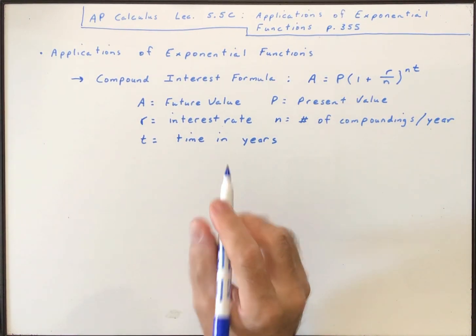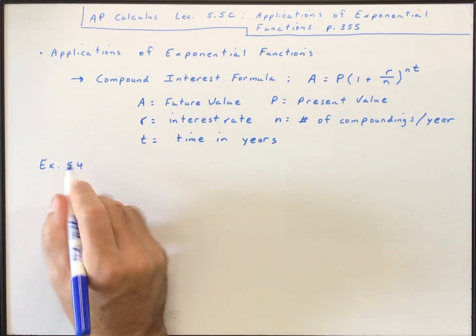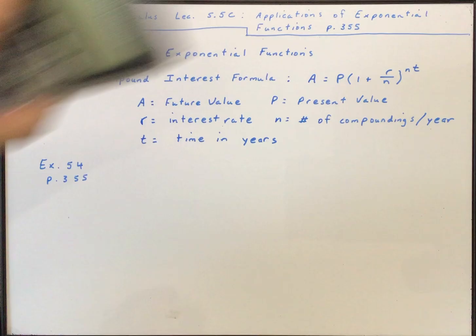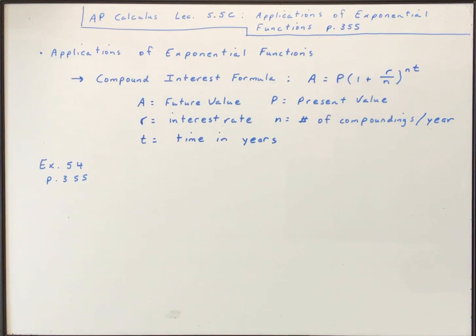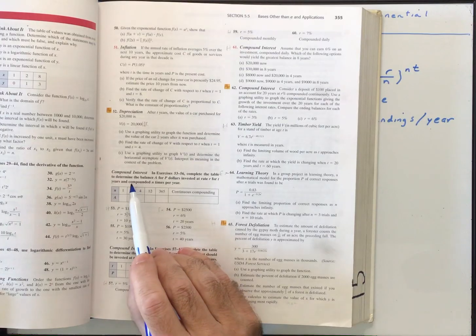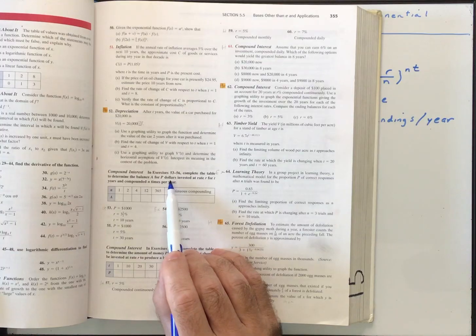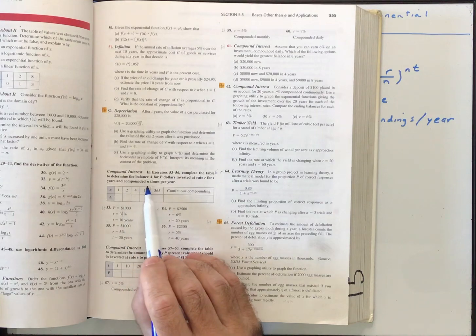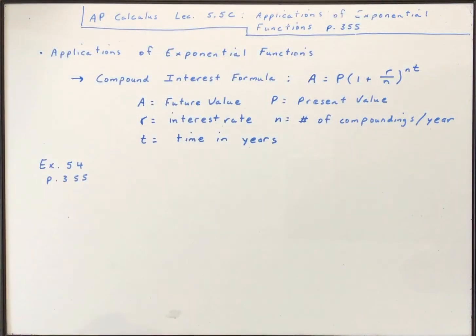Okay, let's do example 54 on page 355. So it is a table. Put it into view here. So you've got a table here, and it says complete the table to determine the balance A, so that future value for P dollars, the current value or present value invested at a rate R for T years, compounded N times per year. So we're not going to do all of them. We'll just do a couple of them.